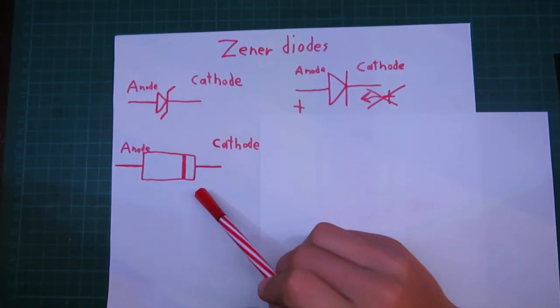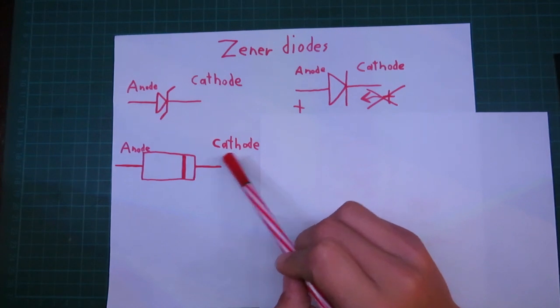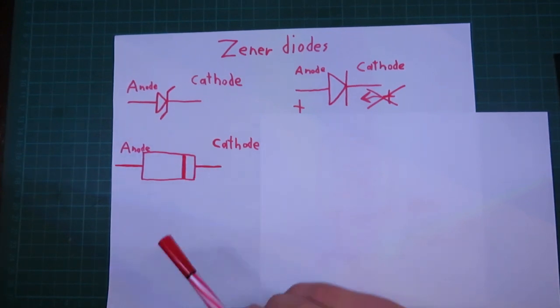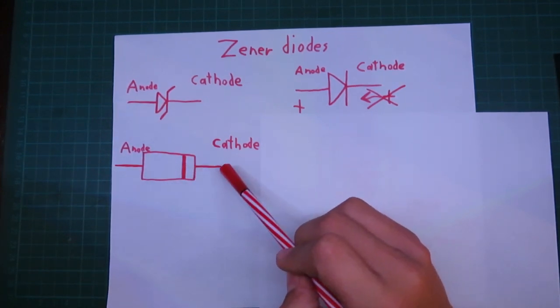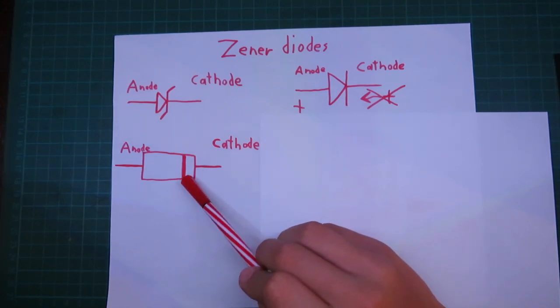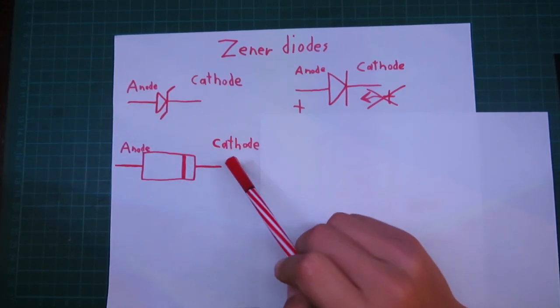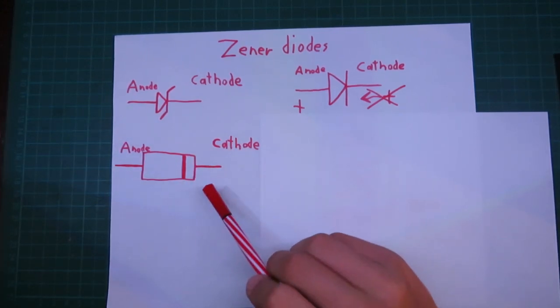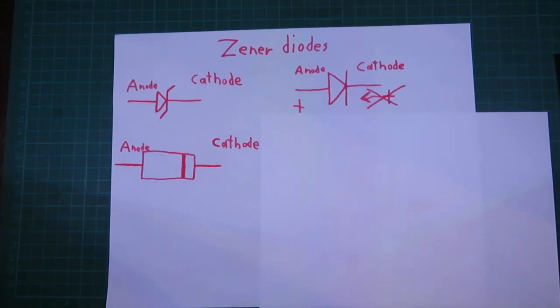It's also very important to know which pin is the cathode and which is the anode on your diodes. The terminal closest to the band on the diode is the cathode. That's very good for knowing which pin is which. Alright, let's do some testing on these diodes.